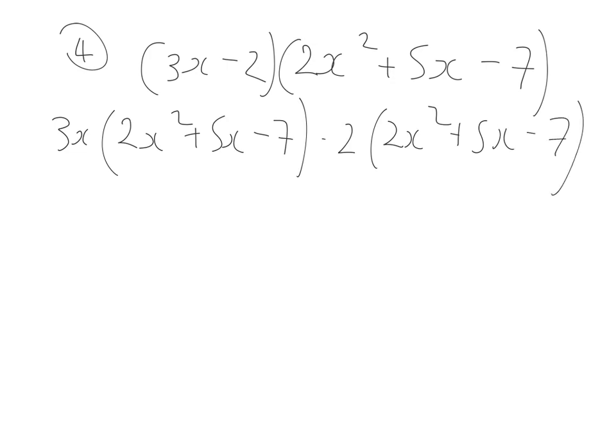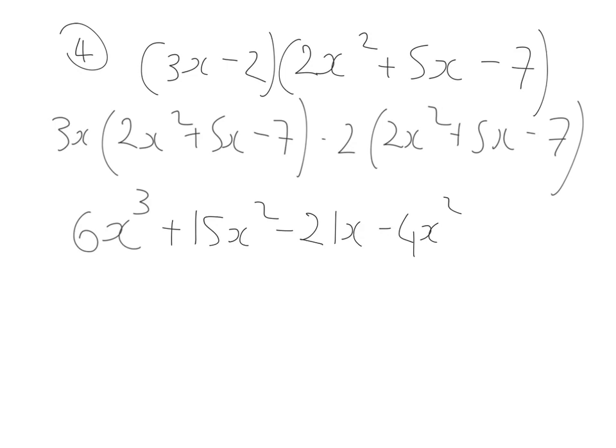Just take your time. 3x times 2x squared is 6x cubed. 3x times 5x is 15x squared. 3x times minus 7 is minus 21x. Minus 2 times 2x squared is minus 4x squared. Minus 2 times 5x is minus 10x. And minus 2 times minus 7, a negative times a negative will give me a positive, and that's plus 14.